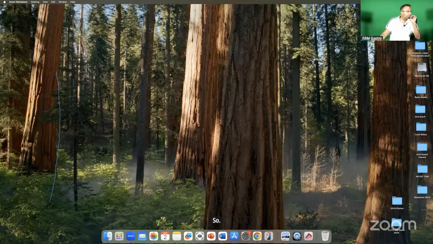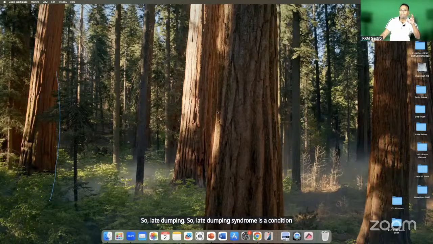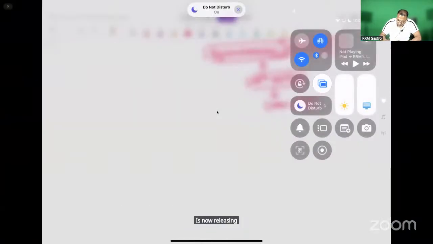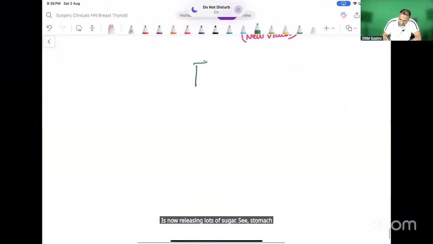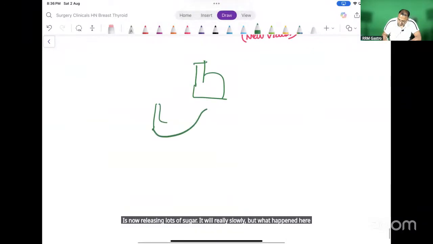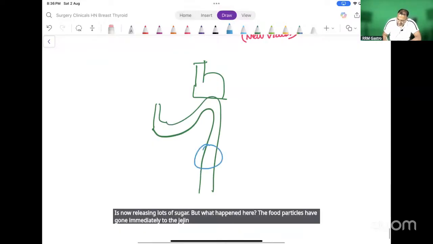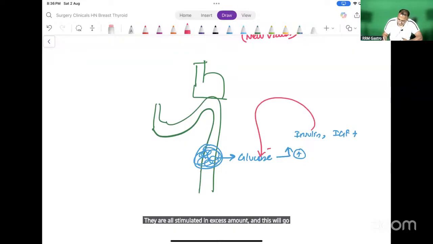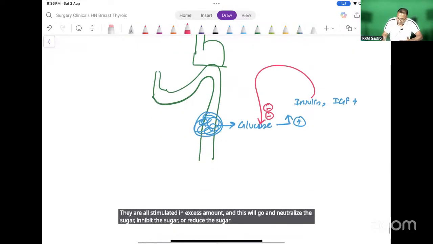So late dumping syndrome is a condition where the food particles which have gone to the jejunum are now releasing a lot of sugar. See, the stomach slows it down and releases slowly. But what happened here? The food particles have gone immediately to the jejunum. All the food particles are having a lot of glucose, so the glucose is released into the circulation. It stimulates a lot of insulin and insulin-like factors, IGF, in excess amounts. This will neutralize or reduce the sugar, and this rebound effect will cause reactive hypoglycemia.